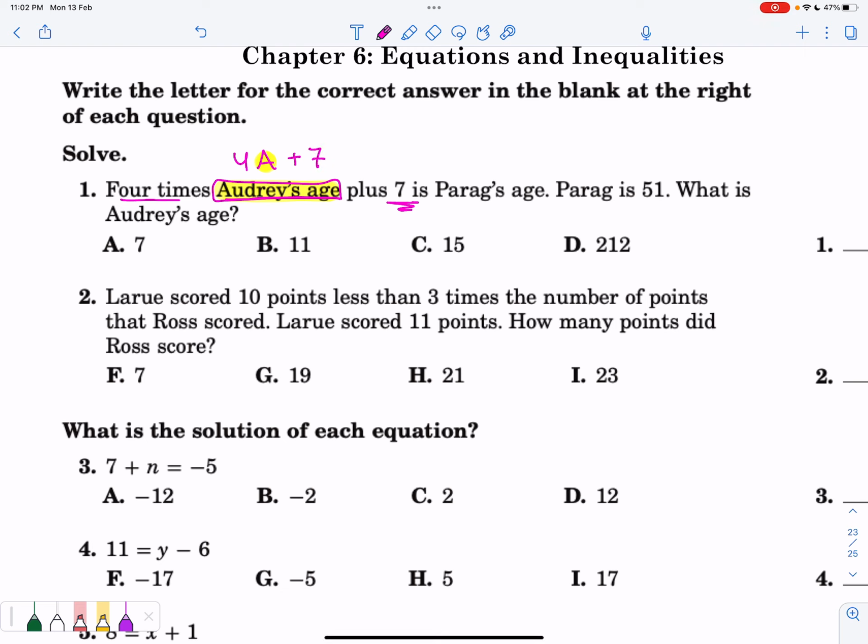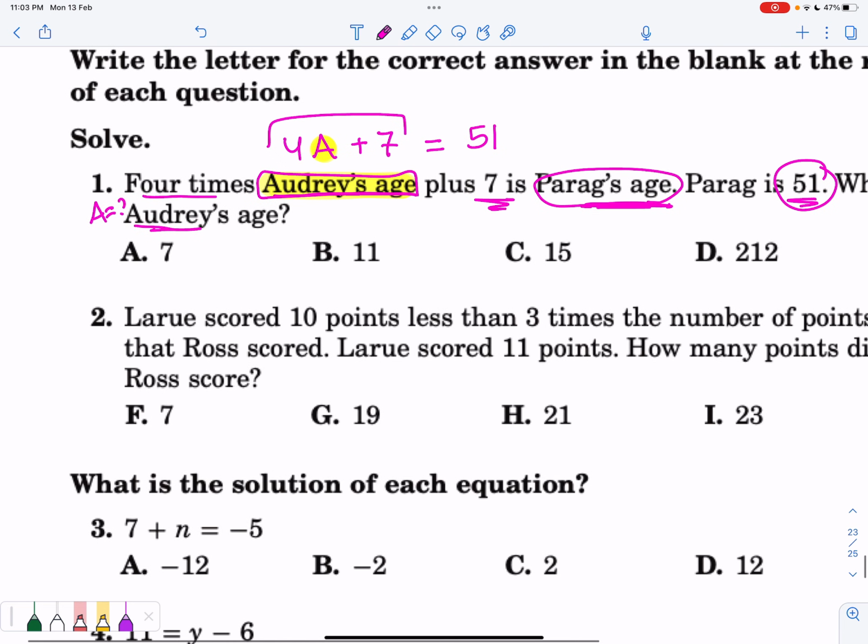is, so this means that all of that is equal to Parag's age. Now Parag is 51, so all of that is equal to 51. What is Adria's age? He's asking me about Adria's age, which I represented by the letter A. So we need to solve that equation to find Adria's age.